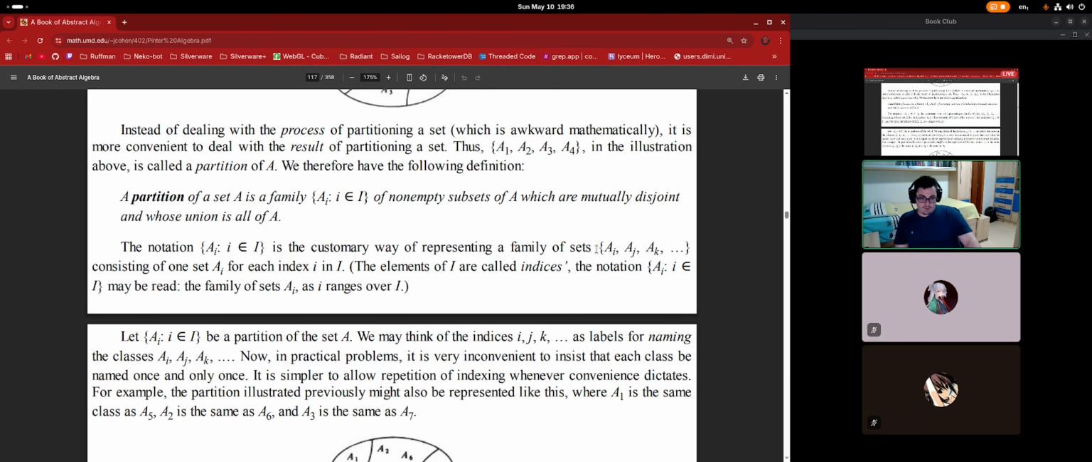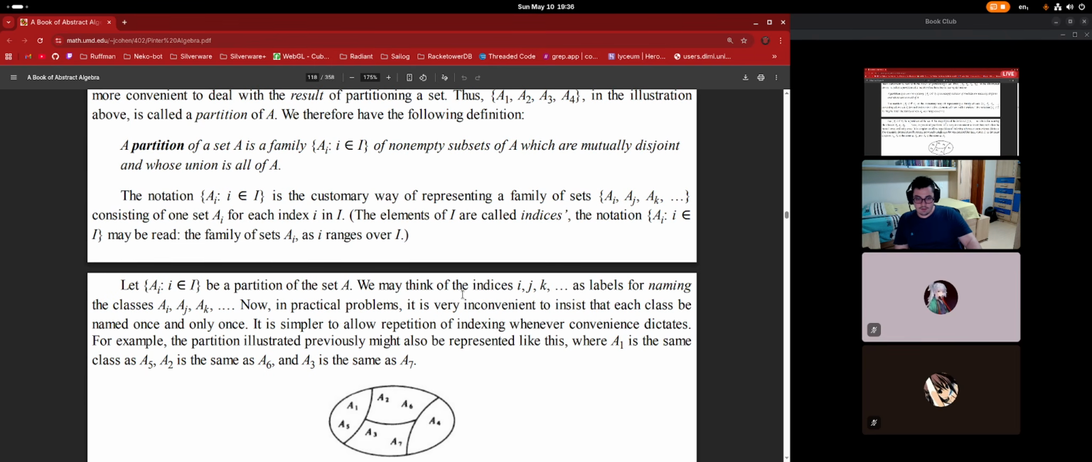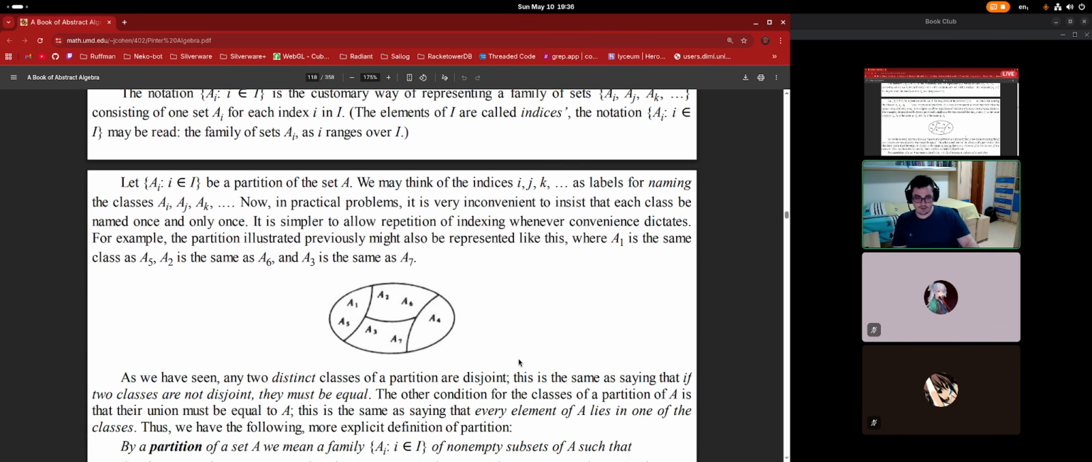And then we can number the partitions using indices. And you could think that the indices are names, but that's not necessarily true because it may be inconvenient to insist that each class must be named once and only once. So it is simpler to allow repetition of indexing whenever convenience dictates. For example, the partition illustrated previously might also be represented like this, where A1 is the same as the class A5 and A2 is the same as A6, and A3 is the same as A7.